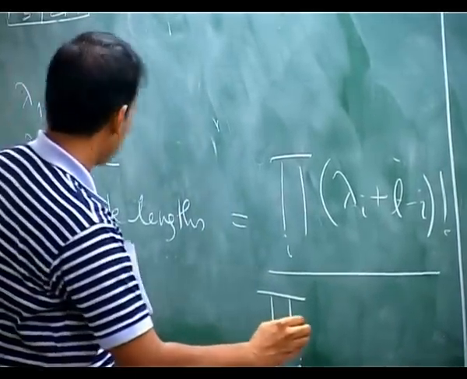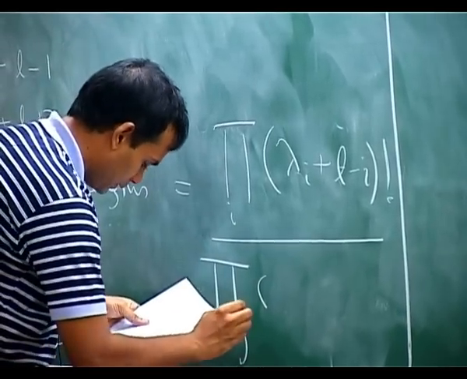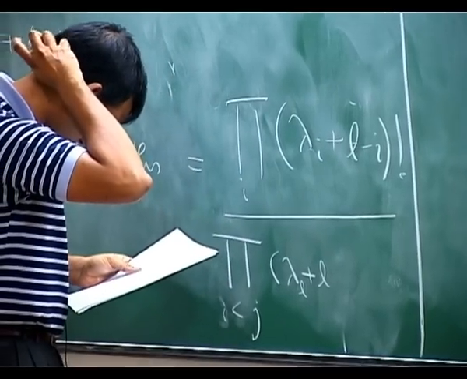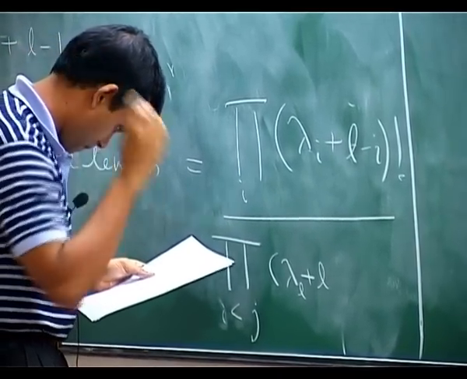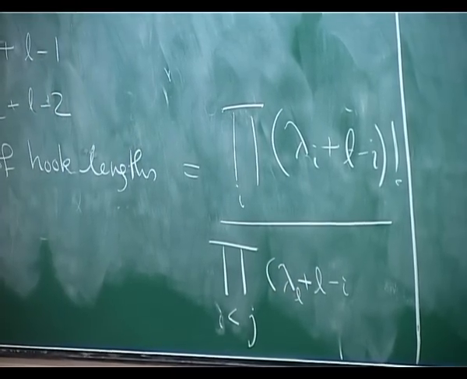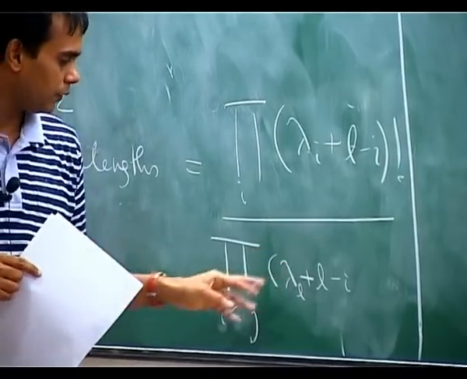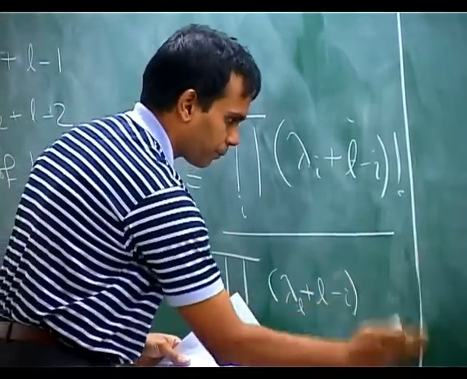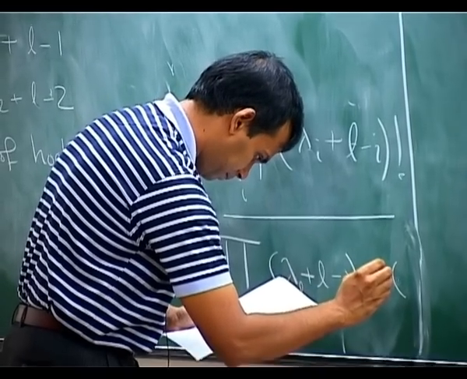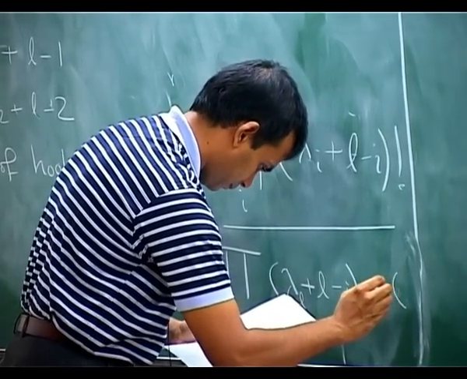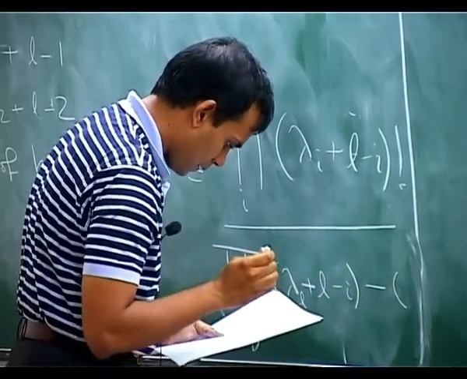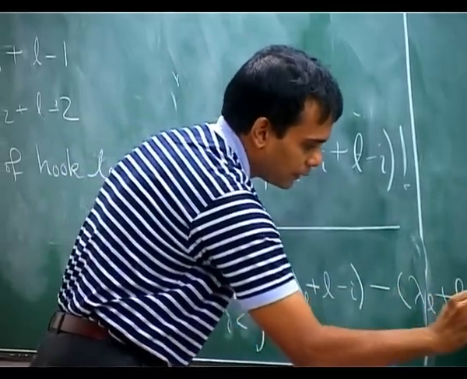So you need to just think this through a bit. You're starting with lambda l plus l minus 1, but if you're in the ith row, you're starting with lambda l plus l minus i minus 1, and what matters is the difference of lambda l plus l minus i, lambda l plus l minus j.